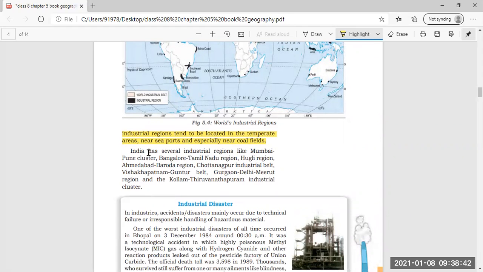Then India has several industrial regions. Where does India have industrial regions? India has industrial regions like the Mumbai-Pune cluster, Bangalore, Tamil Nadu region, Hooghly region, Ahmedabad-Baroda region, Chota Nagpur Industrial Belt, Vishakhapatnam-Guntur Belt, Gurgaon-Delhi-Meerut region, and Kollam-Thiruvananthapuram Industrial Cluster. So these are the several industrial regions of India where many industries and many factories are located in different states of India.